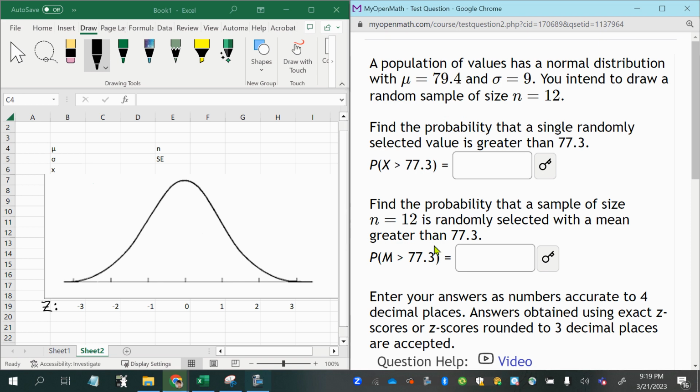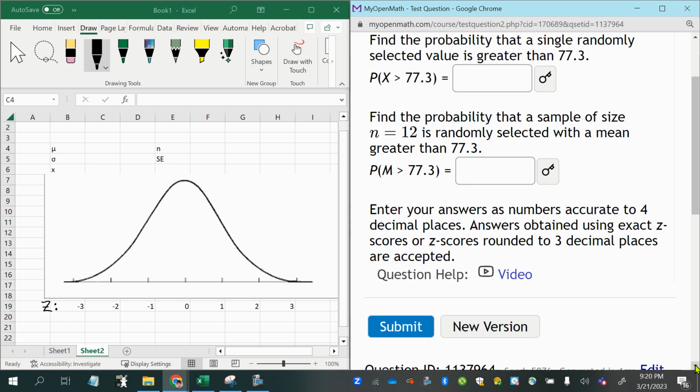In this problem, we're going to be finding probabilities for a normal distribution, and then also we're going to see if we can apply the central limit theorem to find a probability for the sampling distribution of the mean. And there's a couple things to note about this problem.